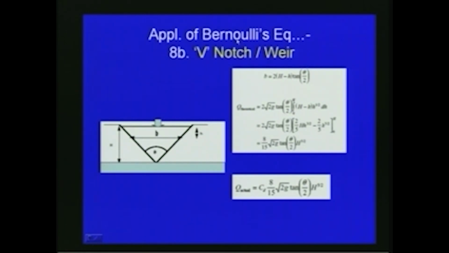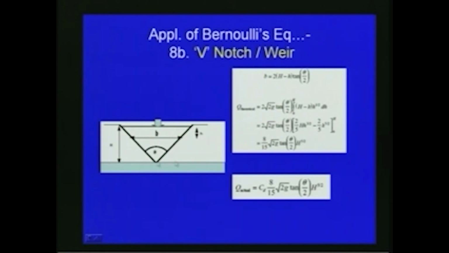Similarly, if you consider a V notch as shown in this figure, this V notch is just a triangular weir. Here the width B at a particular location can be found at depth h from the surface of the water, where the total depth is H. So, B is equal to 2 times (H minus h) into tan theta by 2, where theta is the angle of the V notch. Then q theoretical is equal to 2 into root 2g tan theta by 2 integral 0 to H of (H minus h) into square root of small h dh. So, that will give finally the equation: this is equal to 8 by 15 root 2g tan theta by 2 H to the power 5 by 2.